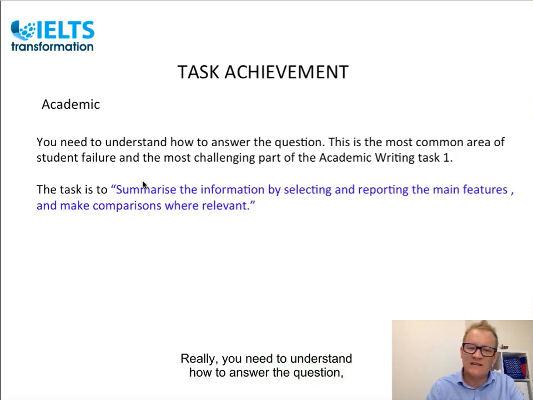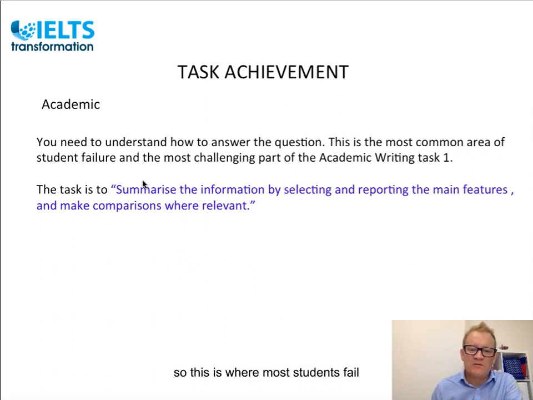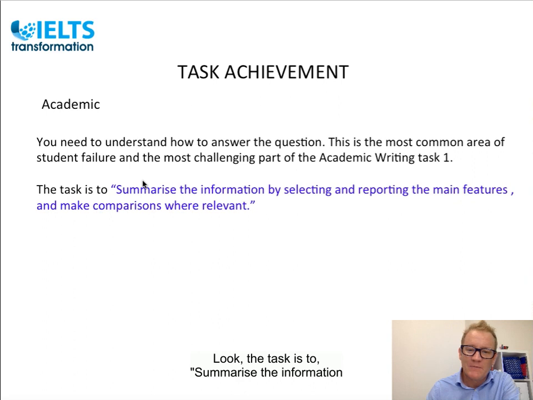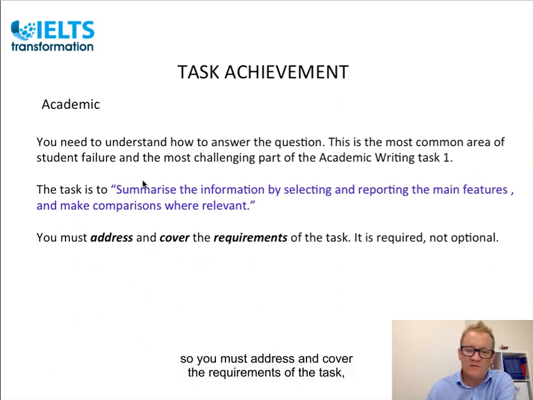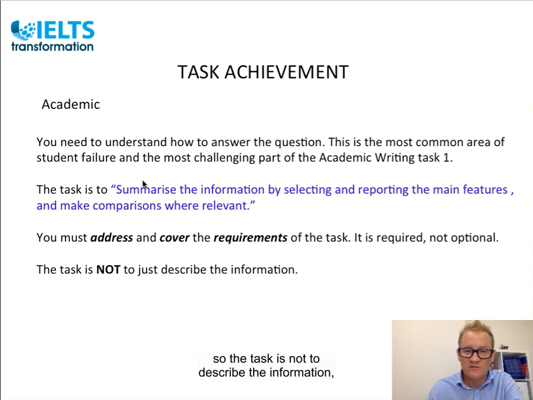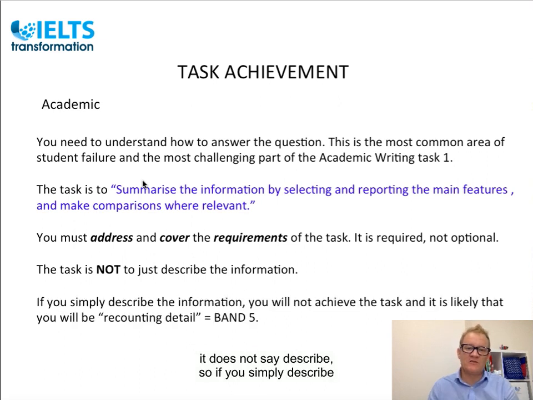Really, you need to understand how to answer the question. So this is where most students fail, and that's the most challenging part. Look, the task is to summarize the information by selecting and reporting the main features and make comparisons where relevant. So you must address and cover the requirements of the task. That's not optional. It is required. The task is not to describe the information. It does not say describe.